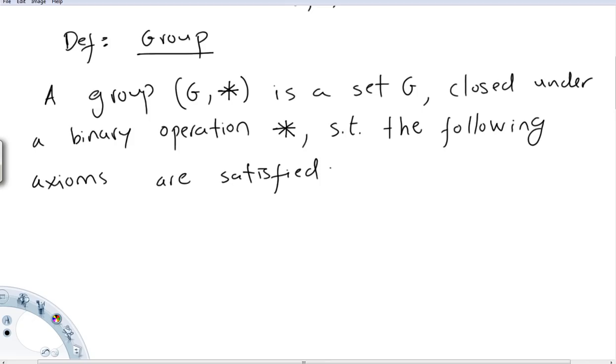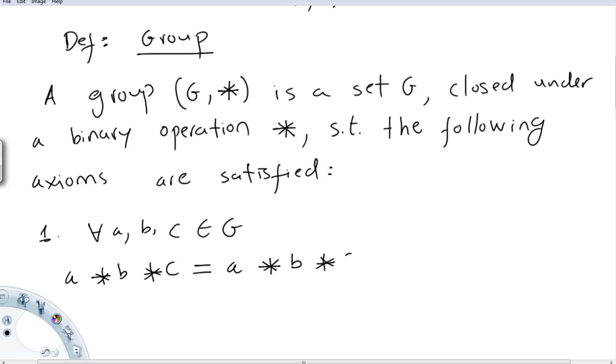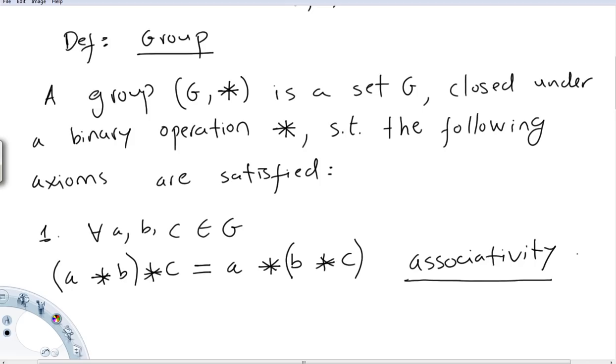satisfied. Okay, number one, for all A, B, and C in G, we have (A star B) star C equals A star (B star C). If you can associate them, okay, that's the first axiom. This is called associativity, of course, of operation star. So operation star is associative.